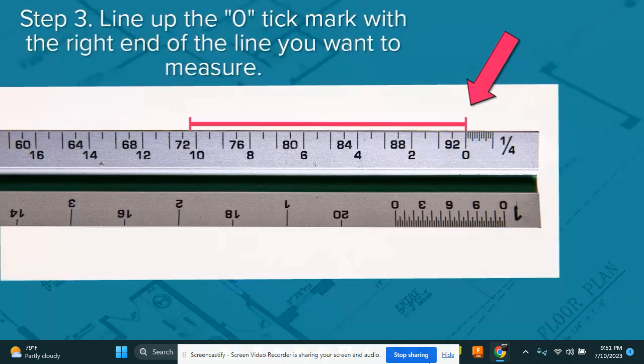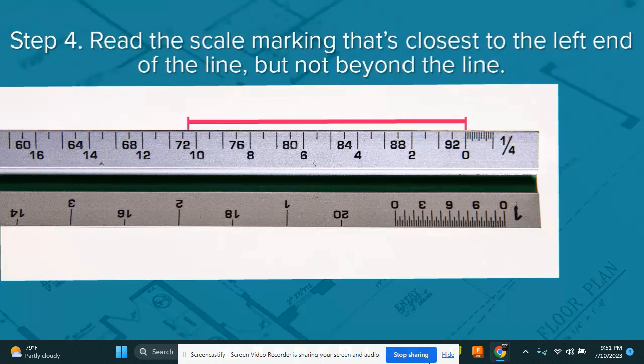Step 3. Line up the 0 tick mark with the right end of the line you want to measure. Step 4. Read the scale marking that's closest to the left end of the line, but not beyond the line. In this case, the mark is at 10. Make sure to read the tick marks that are part of the 1/4 inch scale. For this example, these are the tick marks that start with 0 on the right end and increase by 2-foot increments. This measures the length of the line to the nearest whole foot. In this example, the line measures 10 feet.